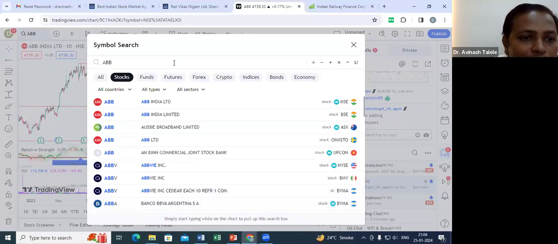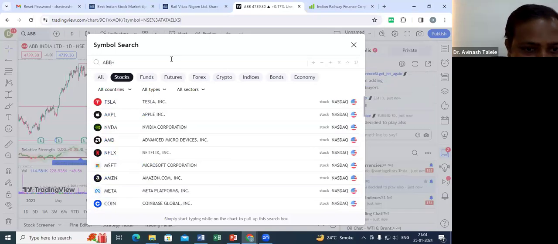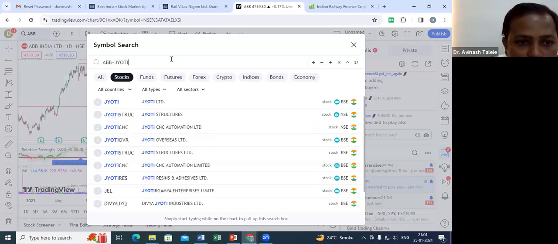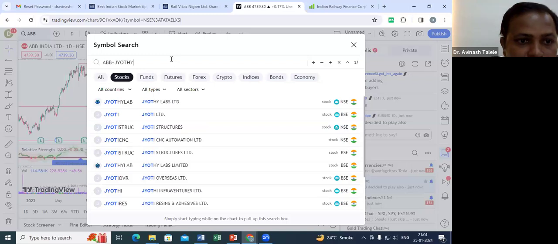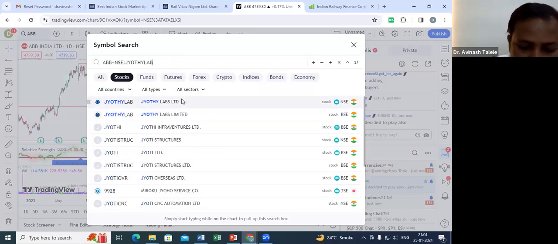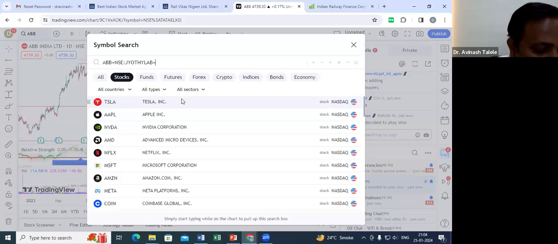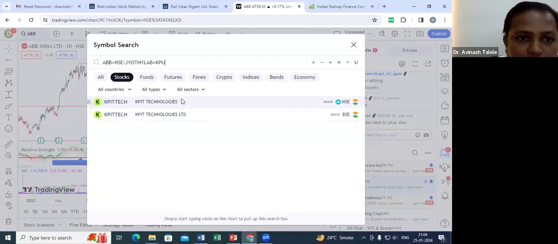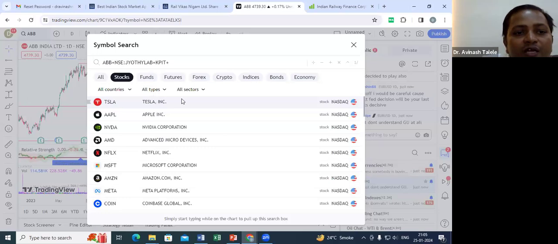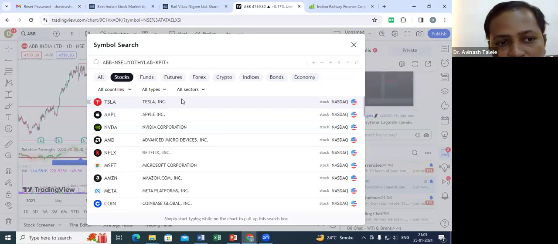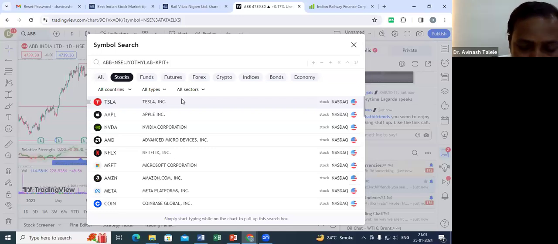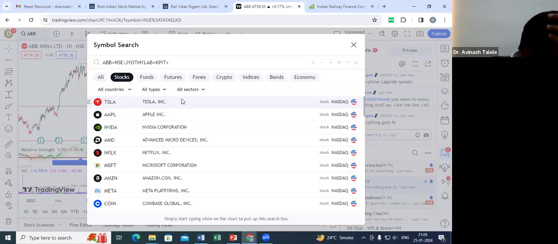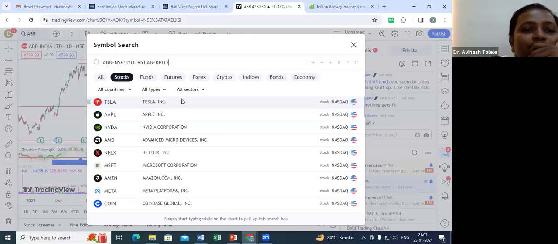Yes. So ABB Power, then you just add a plus here. Then another stock that I have is Jyoti, Jyoti Labs. Then again put a plus sign. Then KPIT. And keep on doing that. This is assuming that I have put an equal weightage for each and every stock. That is why I'm adding plus, plus, plus. Okay. So if there is a sector, then we can go according to the market cap. For example, in railway, I'll just show you that also.